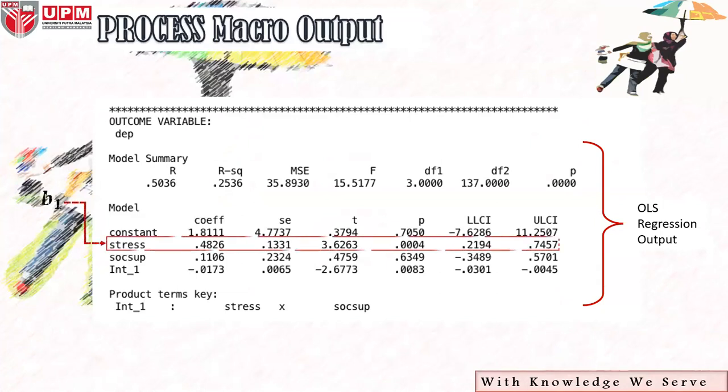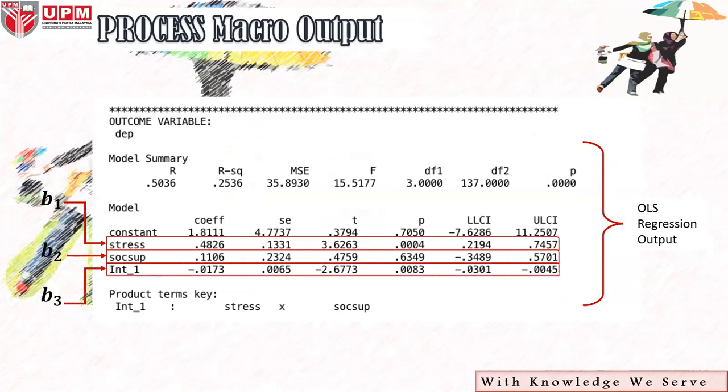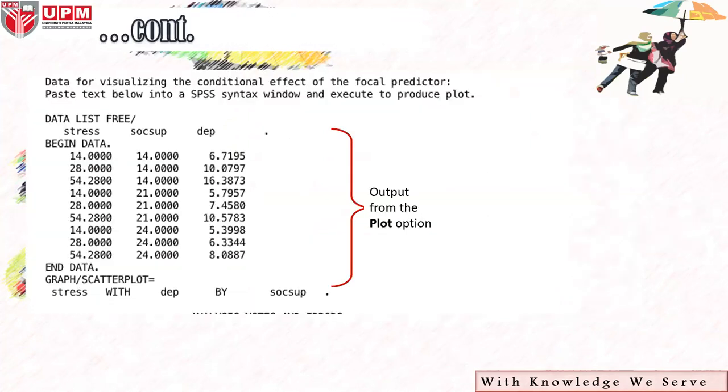Okay, so this is the first output, outcome variable, depression. We got all the three B's, B1, B2, and B3, and we will use these values to be plugged into our moderation equation. Next one, data list free. This one we will use to plot our finding.